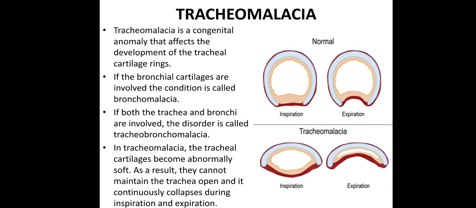tracheobronchomalacia. In tracheomalacia, the tracheal cartilage becomes abnormally soft, and as a result it can't keep the trachea open and it continuously collapses during inspiration and expiration. You can see the normal condition in inspiration and expiration, but in tracheomalacia this is the inspiration and that is the expiration. It continuously collapses here. So this is about the trachea.